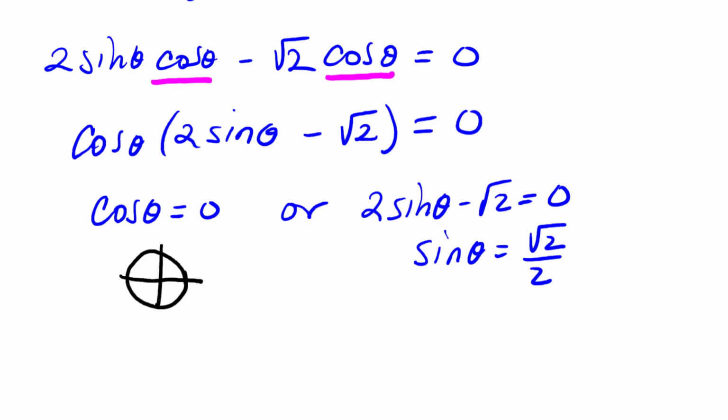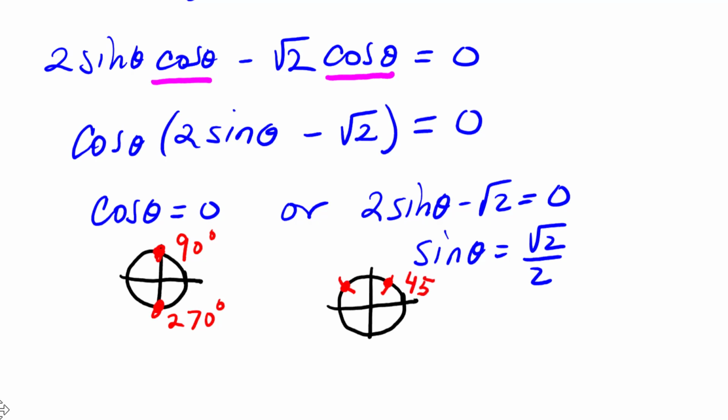Going to the unit circle, cosine of theta is 0 along the y-axis at 90 degrees and 270 degrees. Sine of theta is positive square root of 2 over 2 at 45 degrees and 135 degrees. So theta equals all 4 of those values.